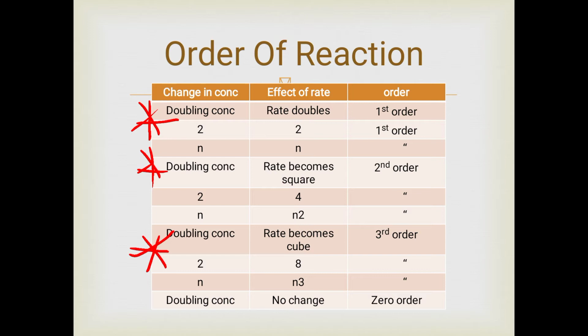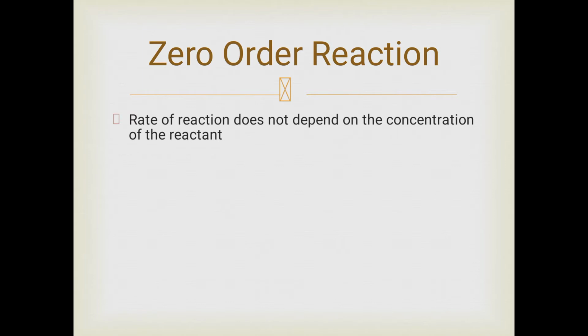Now, when you double the concentration, if no change is observed, that is the concentration is doubled but the rate remains the same, you say it's a zero order reaction. Let's start with zero order reaction. As I said, zero order reaction does not depend on the concentration of the reactant. We can also say that for zero order reaction, the rate is independent of the concentration of the reactant.